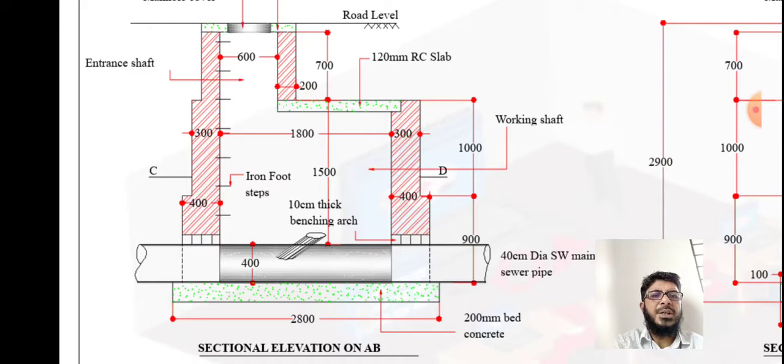over the working shaft, and at the bottom we can find the 40 centimeter dia SW main sewer pipe, and in the section we can also see a branch line joined to the main sewer. Then the 40 centimeter dia main sewer pipe is provided on a 20 mm bed concrete. So we have to estimate this. Hope we got all the details.